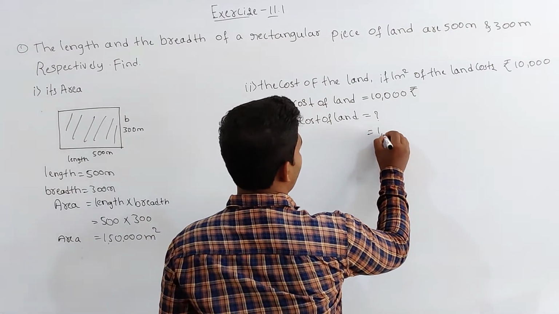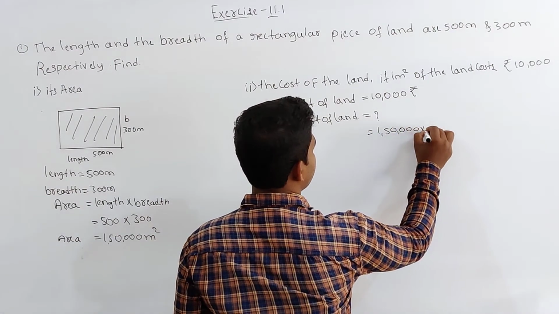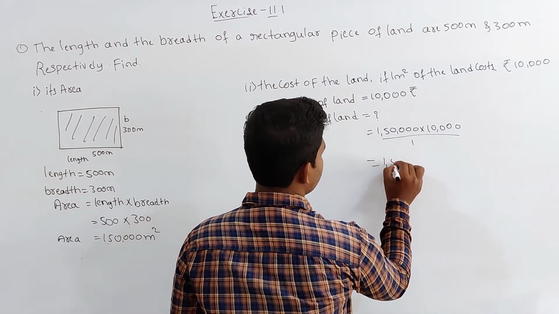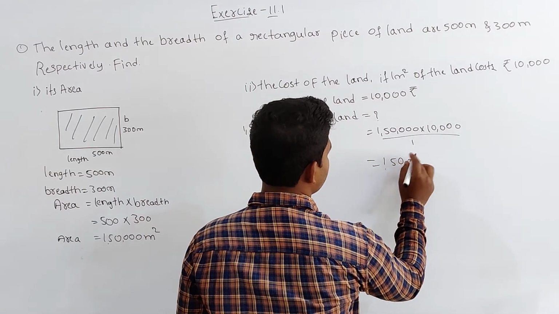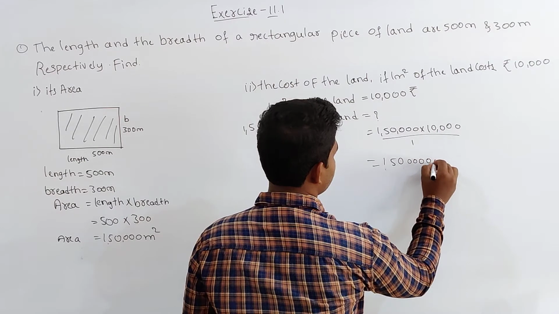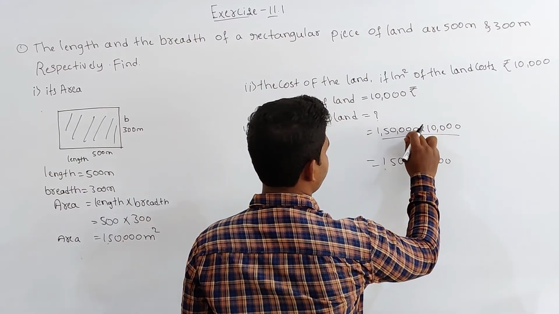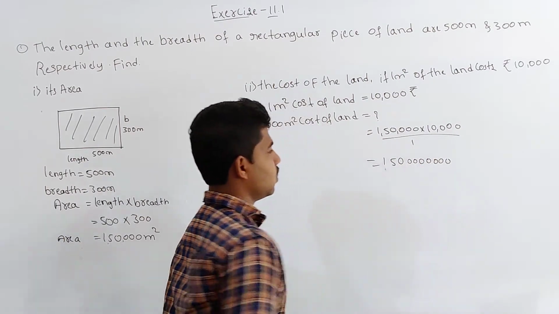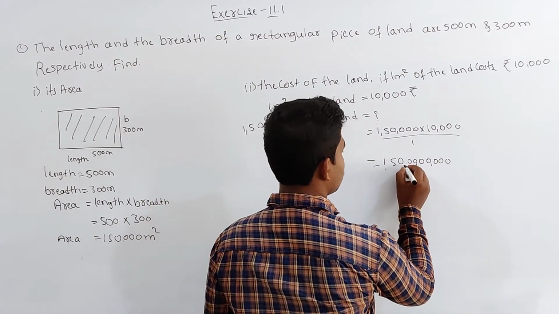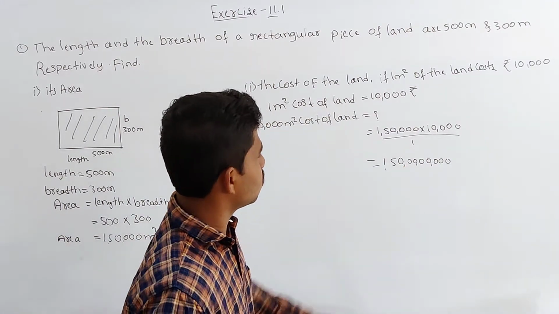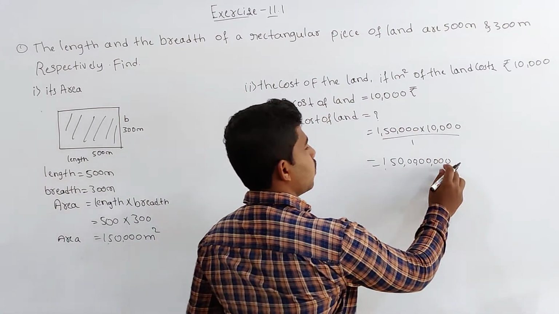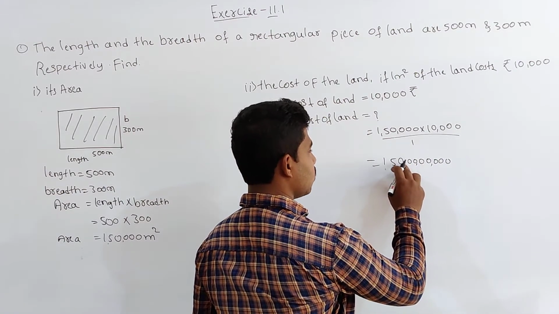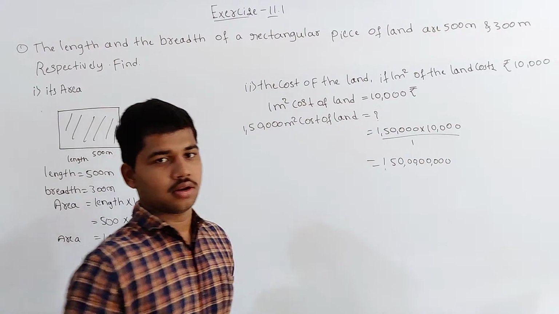Now, 1,50,000 into 10,000 divided by 1, then you will get the answer. You need 10, 100, 1,000, 10,000, lakh, 10 lakh, crore, 10 crore. What is the answer?